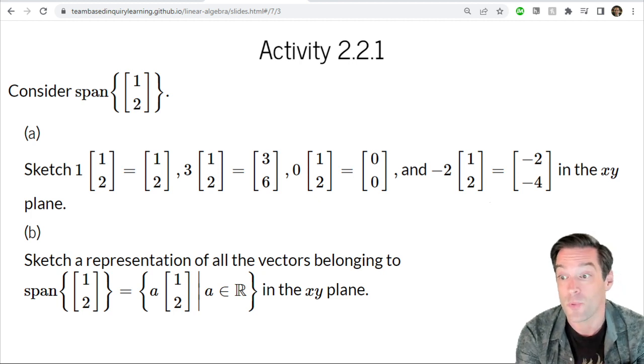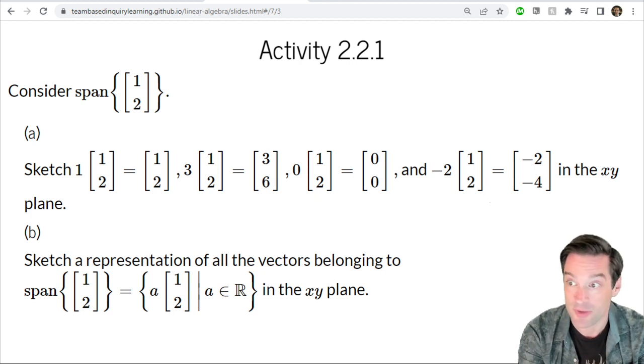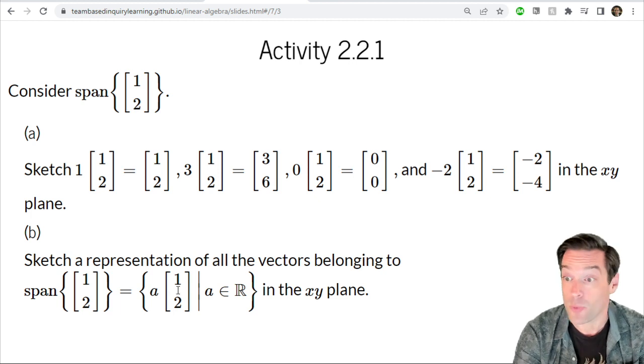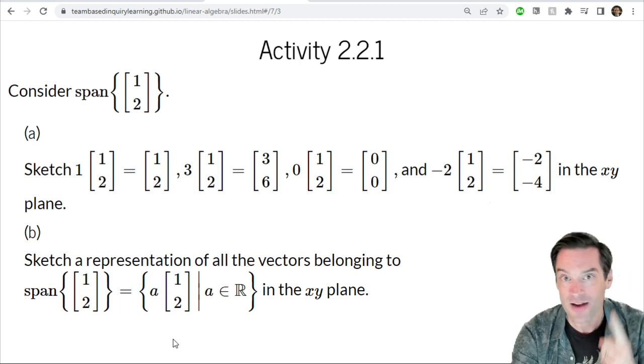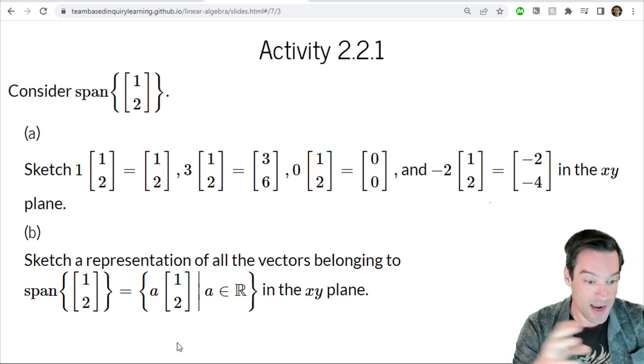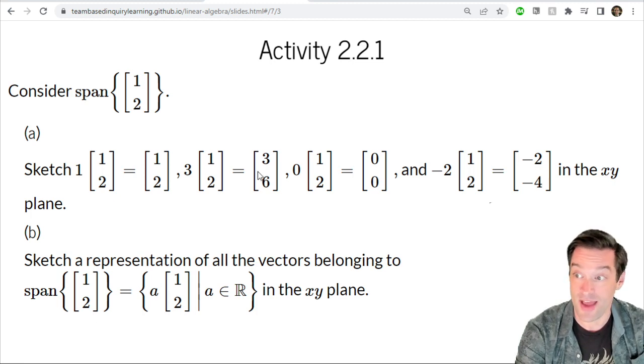So if we want to consider what is the span of the vector 1, 2 in the xy plane, we're asking what does the set of all linear combinations of 1, 2 look like? But since there's only one vector in my set, I can do scalar multiplication, but I'm not doing any addition as part of my linear combination. I'm just getting scalar multiples of that vector.